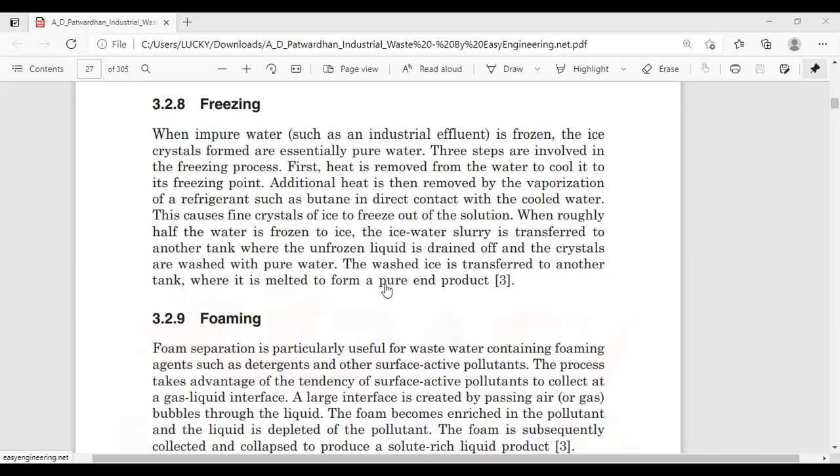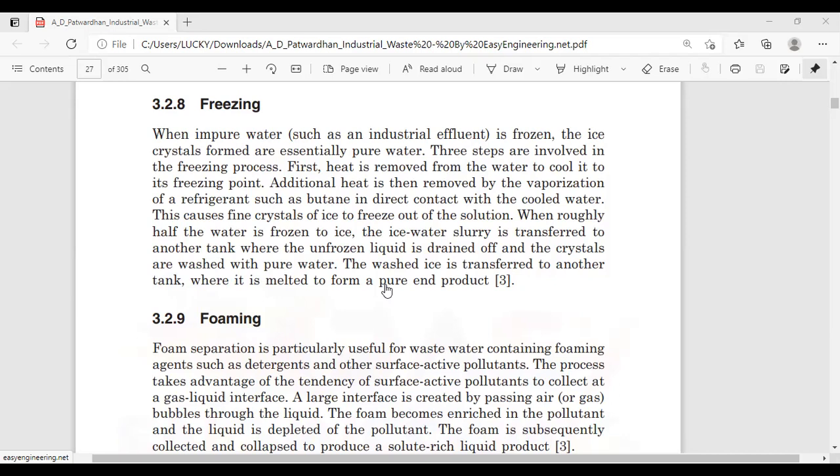So simply, I will explain what he says about the freezing process. When impure water is frozen, the ice crystals formed are essentially pure water. Here, three steps are involved in the freezing process. The first step is that heat is removed from the water to cool it to its freezing point.